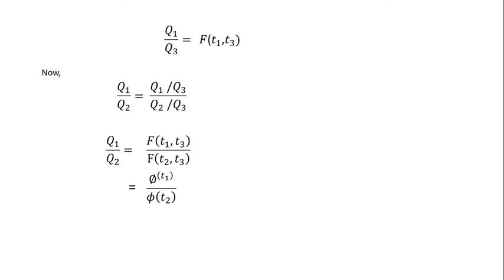Since phi is an arbitrary function, the simplest possible way to define the absolute thermodynamic temperature T is to let phi of T equal capital T. It was proposed by the scientist Kelvin. Then by definition we can write Q1 by Q2 equals T1 by T2. This capital T1 is the Kelvin scale temperature of the source, and this capital T2 is the Kelvin scale temperature of the sink. So the absolute thermodynamic temperature scale is also known as the Kelvin scale.